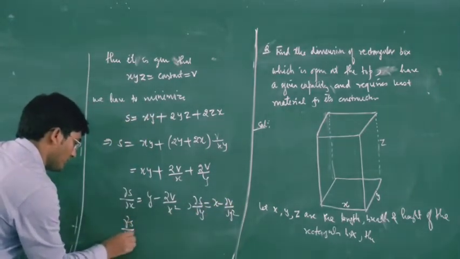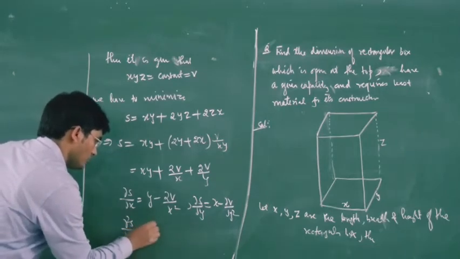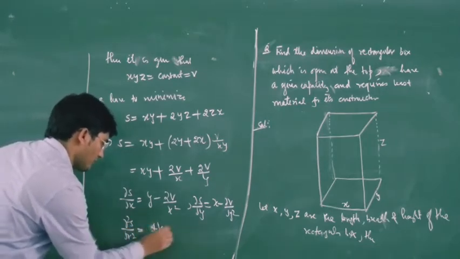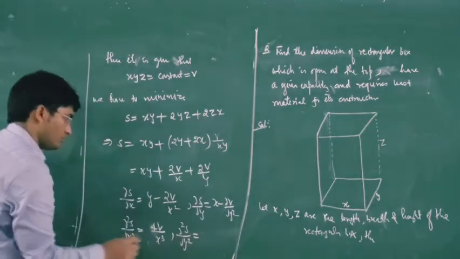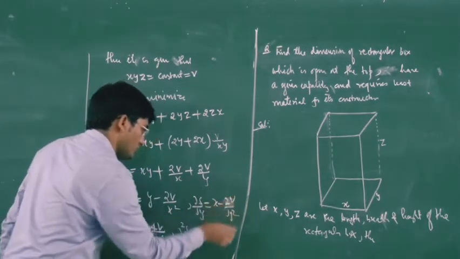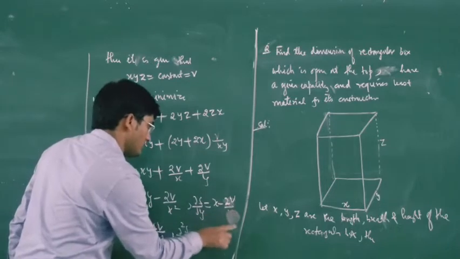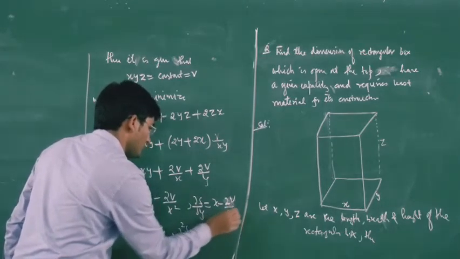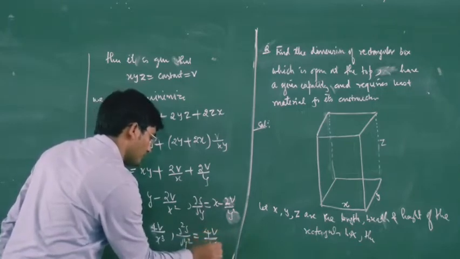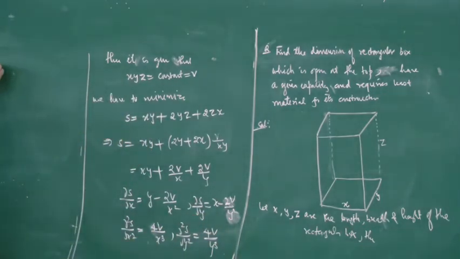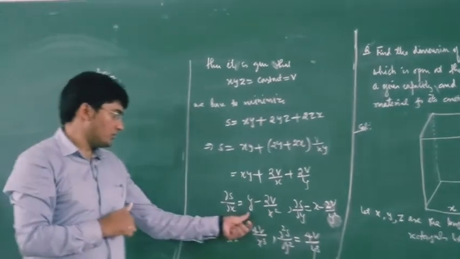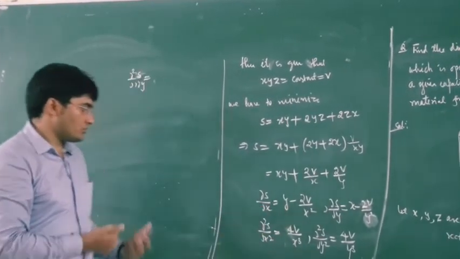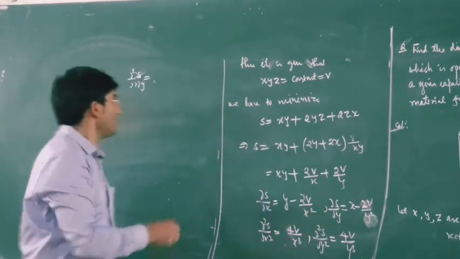Del 2s upon del x2 will be 4 times b upon x cube, and del 2s upon del y2 will be 4 times b upon y cube. And del 2s upon del x del y: let us differentiate this one with respect to y. So on differentiating this one with respect to y, or this one with respect to x, we will have 1.